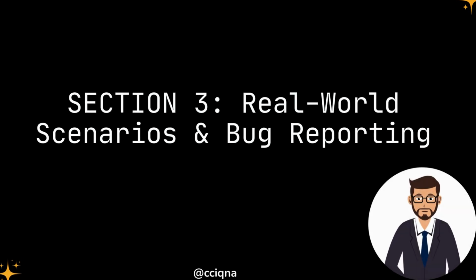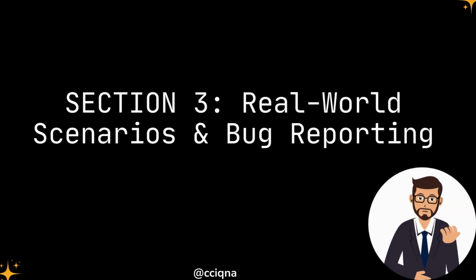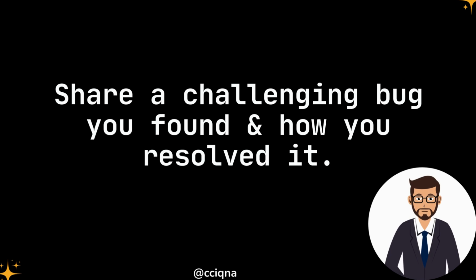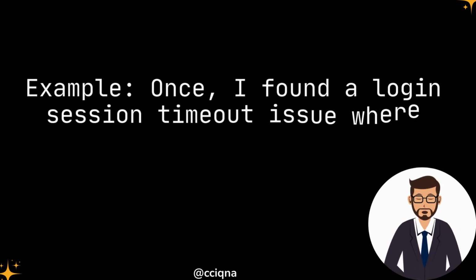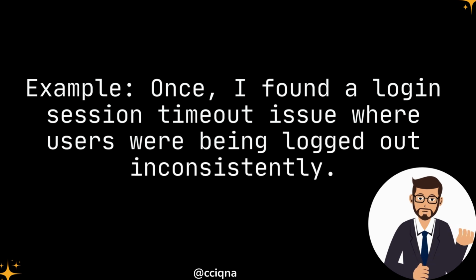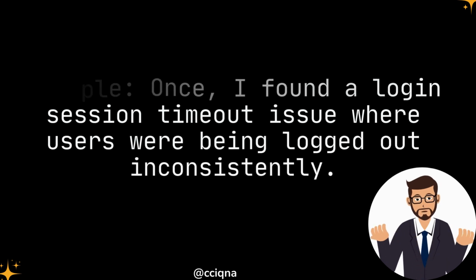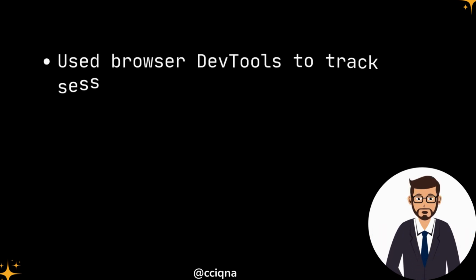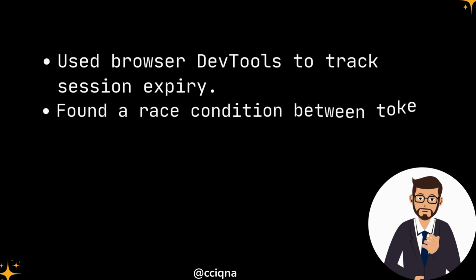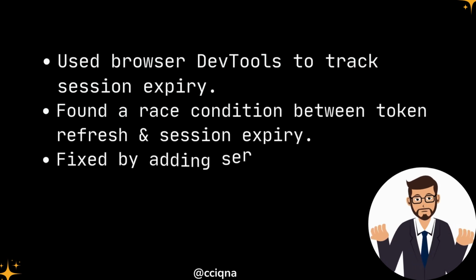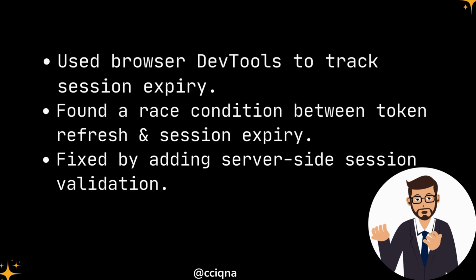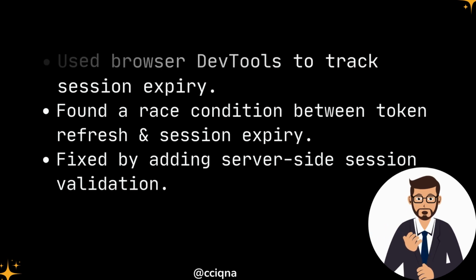Section 3. Real-world scenarios and bug reporting. Q8. Share a challenging bug you found and how you resolved it. Example: once I found a login session timeout issue where users were being logged out inconsistently. Used browser dev tools to track session expiry. Found a race condition between token refresh and session expiry. Fixed by adding server-side session validation.